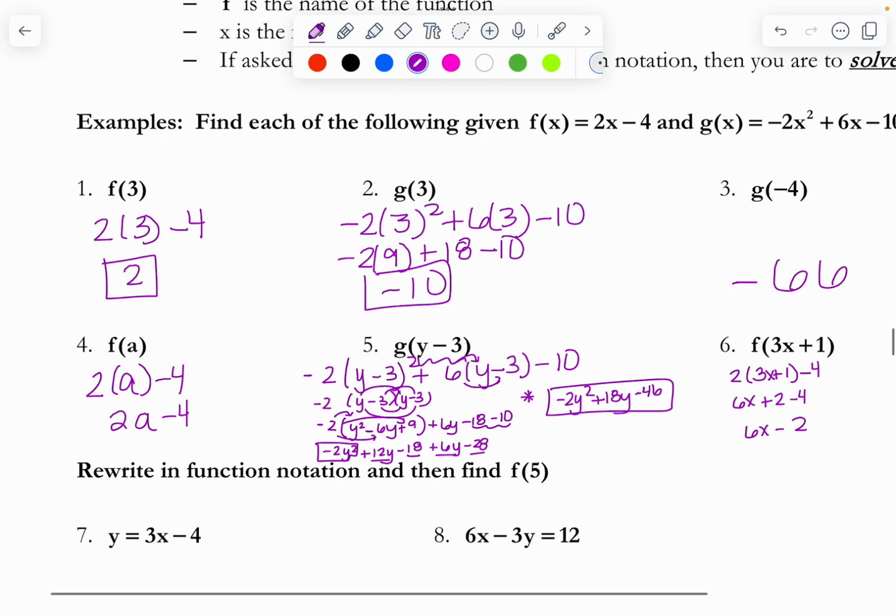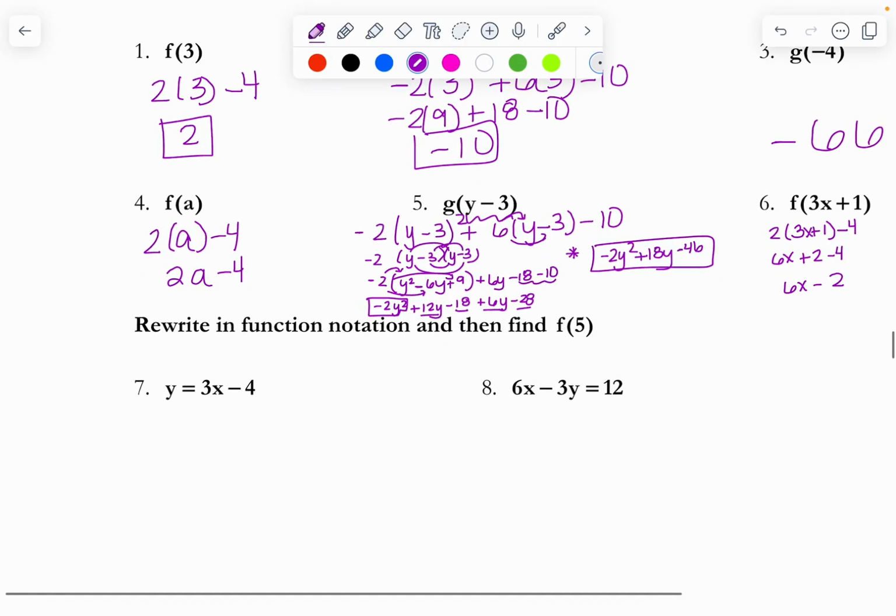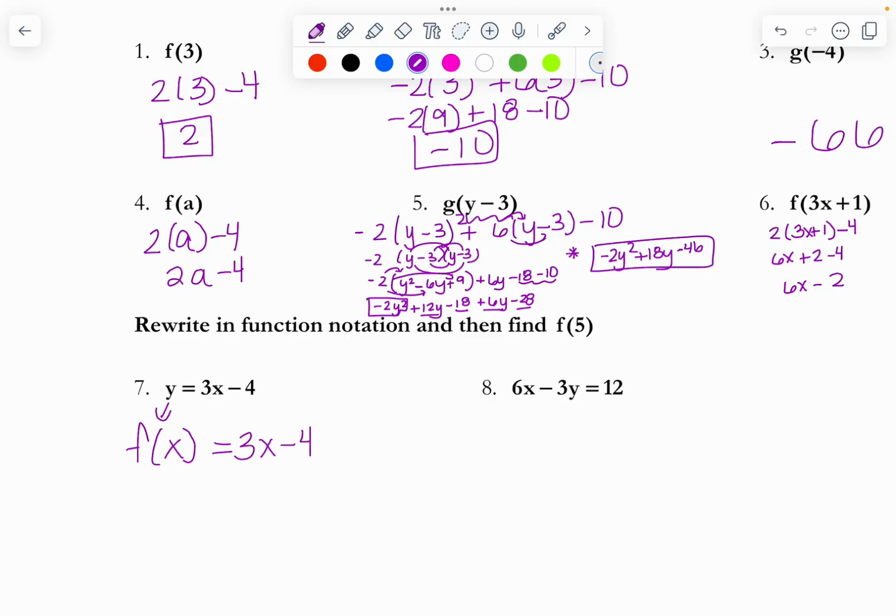The next one, I went ahead and substituted it in for you already, so you can pause the video and try that one if you want to do that one. Now, the next one, what I need to do is rewrite in function notation, and then I need to find f of 5. So this first one is already solved for y, so the only thing I need to do is substitute in f of x for y. So this is 3x minus 4. And then I need to find f of 5. So I'm just going to do 3 times 5 minus 4, which is 15 minus 4, which is going to be 11.